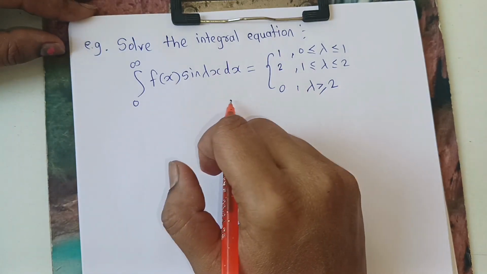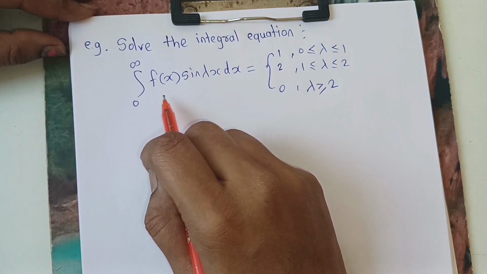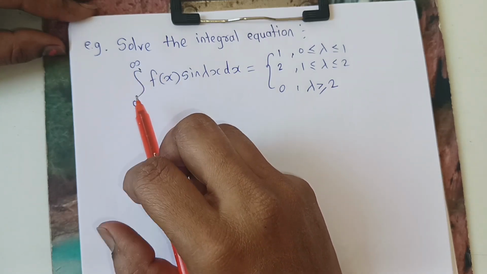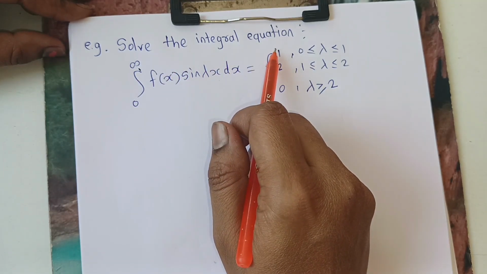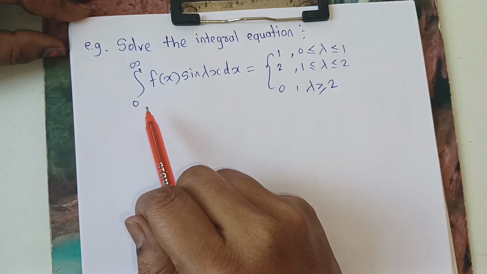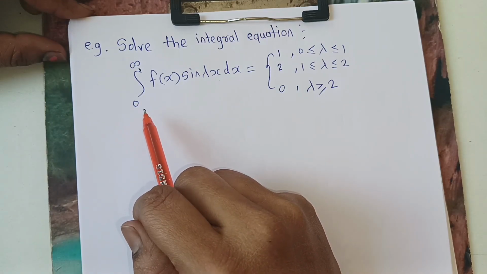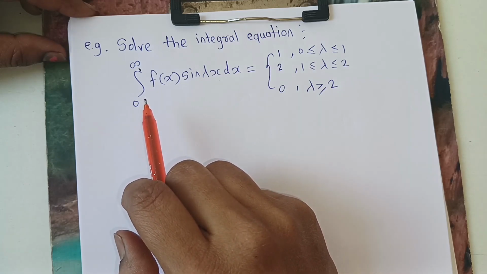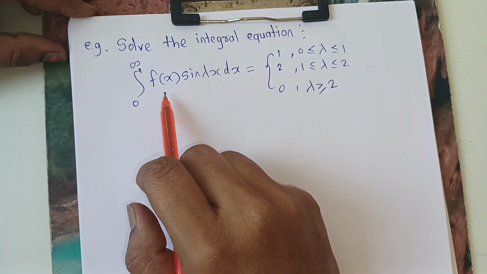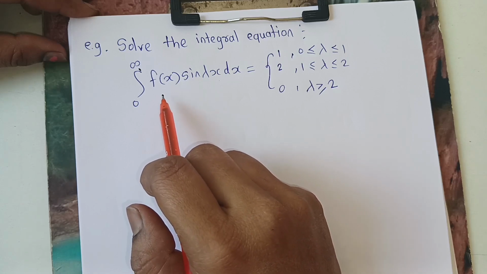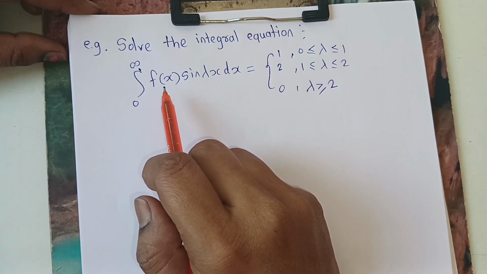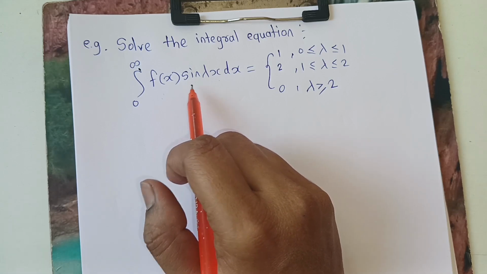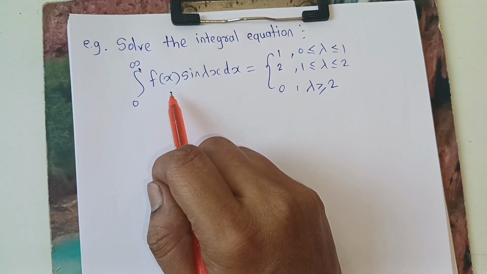And what is the left hand side? It is the integral of f of x into sine lambda x, and the range of integration is 0 to infinity. Okay, so in case of solve the integral equation, you will be given the left hand side as an integral, and in that integral you will always have f of x. So what is f of x? F of x is the given function, whose transform is given to you. Now you have to identify which transform it is.